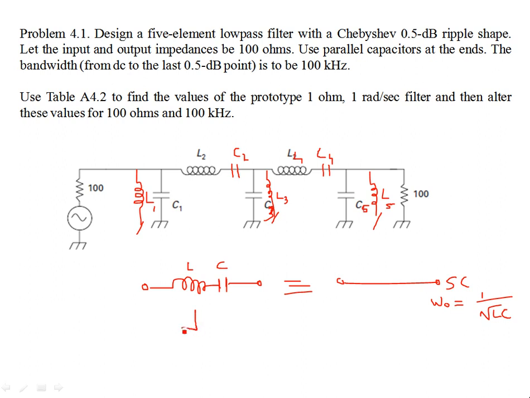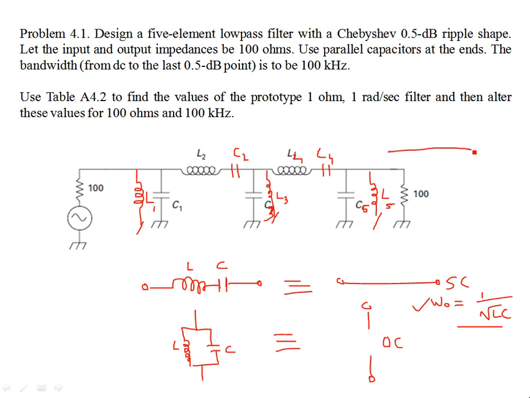Then the other idea of replacing your shunt branches with a parallel LC branch is that, again, at the same resonant frequency, your parallel LC element is going to behave as an open circuit. So this is open circuit at the same resonant frequency, omega naught equal to 1 over the square root of LC. So what happens at omega naught is that this shunt branch is going to be open, and this is going to be short, open, short, and open.